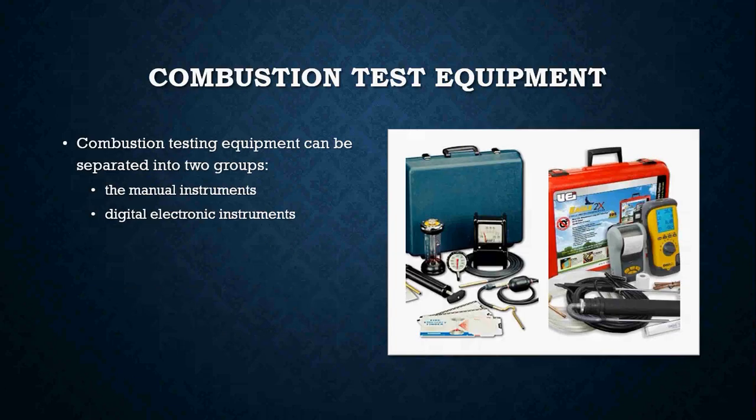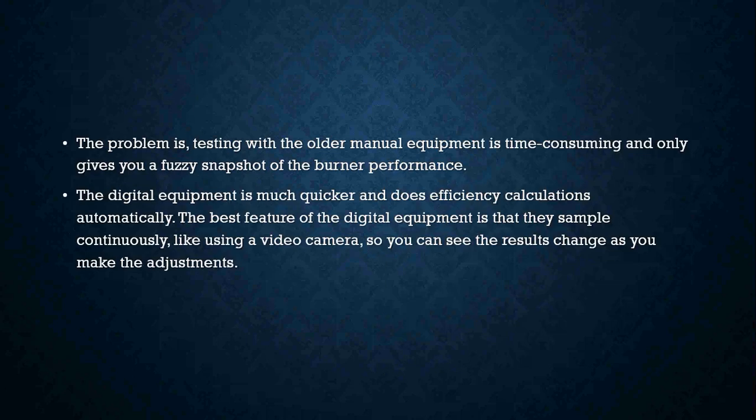Okay, combustion testing equipment. You are going to have two separate types out there. You have your manual equipment, which is like the old Bacharach kit that you see here on the left. This blue case has all these nice little test equipments in there. Or then you have your digital electronic test measurements, which does everything live action. I have both at my disposal. It depends on how I want to do things. Sometimes I like to take them both just to compare, you know, apples to oranges.